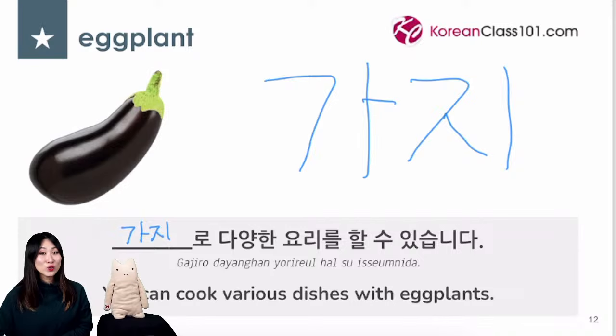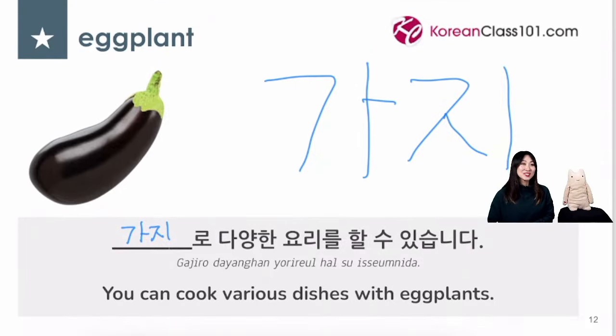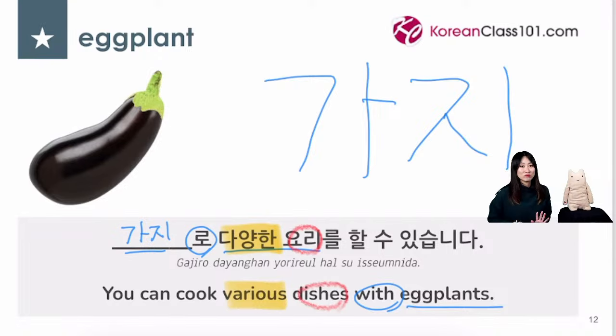가지로 다양한 요리를 할 수 있습니다. 가지, eggplant. With or using in Korean is 로. So 가지로 means using eggplant or with eggplant. 다양한 means various or a variety of. And 요리 means dish. You cook your dish. 다양한 요리, various dishes. 를 object marking particle. 할 수 있습니다.